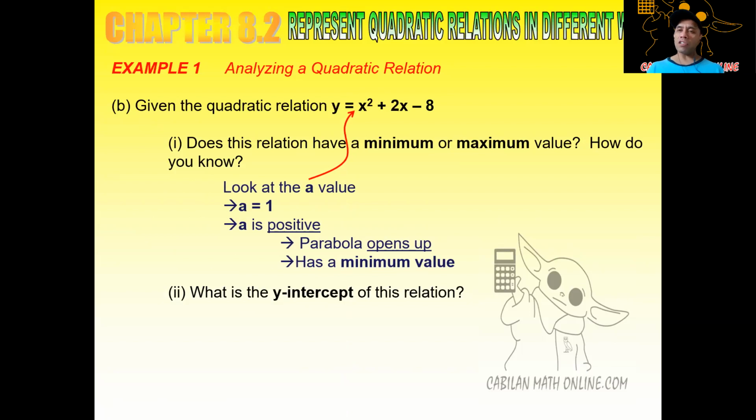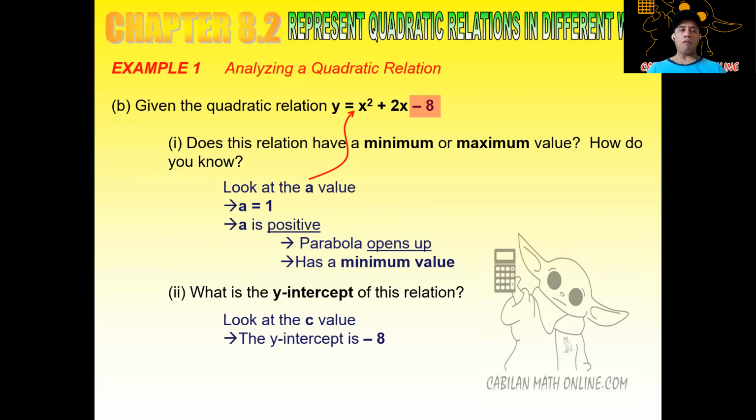Now remember, the y-intercept is the value for c, and the c is always the number by itself. Be careful with this one, because you also have to take a look at the sign that's attached to it. You notice that what we have here is a -8. So the y-intercept of this particular relation is going to be -8.